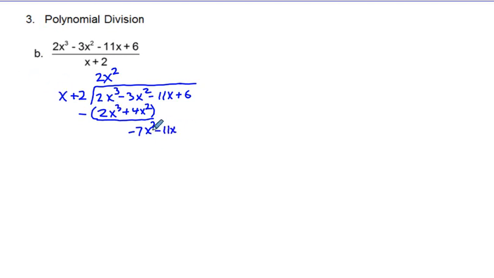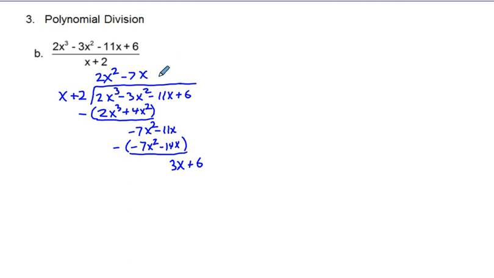And so we have negative 7x squared divided by x is negative 7x. Negative 7x times x is negative 7x squared. And negative 7x times 2 is going to be negative 14x. We're going to subtract. Negative 7x squared minus negative 7x squared is 0. Negative 11x minus negative 14x is going to be positive 3x. And that's where our integer arithmetic is crucial. We bring down this plus 6.